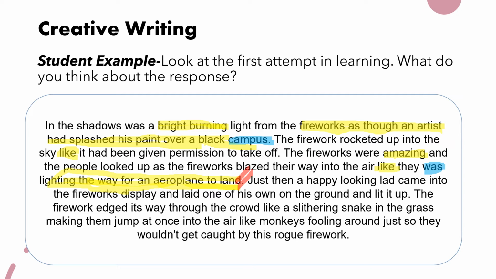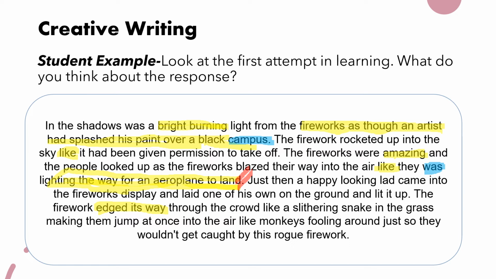"The firework edged its way through the crowd." Okay, fantastic. Now when you think about this bit, the firework edged its way, that is using personification. If you're not sure what we mean when we say personification, it's when you give something that isn't alive human characteristics. So just the fact that it says edged, it means it's kind of moving slowly through the crowd. It's kind of a strange imagery there as well, because you wouldn't expect a firework to move slowly.